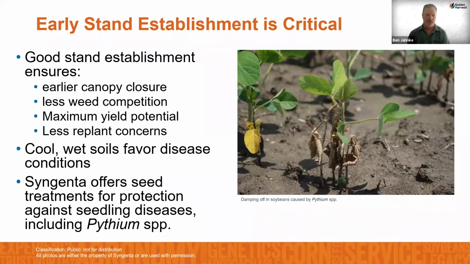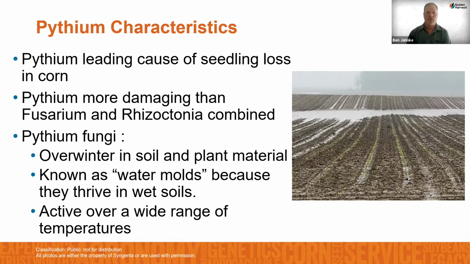With Pythium specifically, we're targeting those conditions earlier in the season where cool and wet soils favor disease development. Best protection at this time of the year usually comes through a seed treatment. Pythium is the leading cause of seedling loss in corn. In fact, it's more damaging than Fusarium and Rhizoctonia combined.